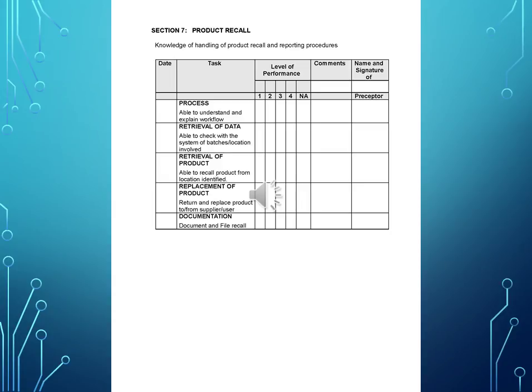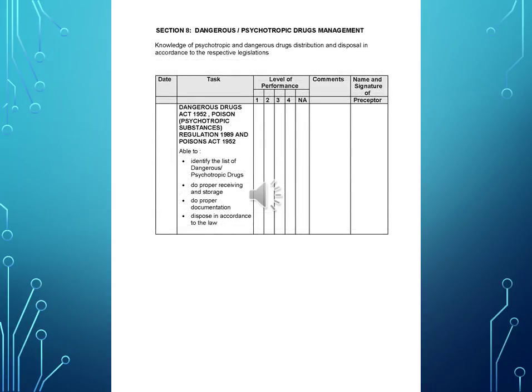Section 7. Product recall. Handling of product recall and reporting procedures. Date, task, level of performance, comments, name and signature of preceptor. Process: able to understand and explain workflow, retrieval of data. Able to check with the system of batches/location involved, retrieval of product. Able to recall product from location identified. Replacement of product: return and replace product to/from supplier/user. Documentation: document and file recall.